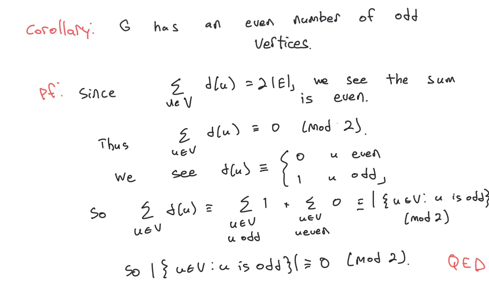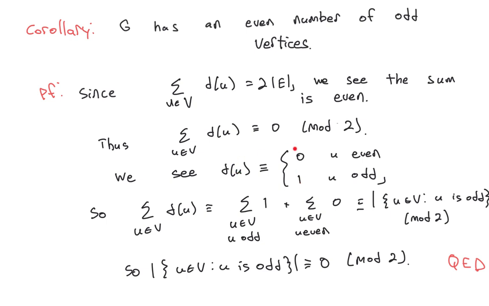As a corollary, we claim that every graph G has an even number of odd vertices. So based on the previous theorem, the sum of the degrees of a graph is equal to twice the number of edges. In particular, since there's a 2 on the right, we know that this summation must be even, which means if we work in modular arithmetic, the sum of the degrees has to be congruent to 0 mod 2. Now, meanwhile, for any individual vertex, the degree of that vertex is either even or odd. So either it's congruent to 0 mod 2 or it's congruent to 1 mod 2.